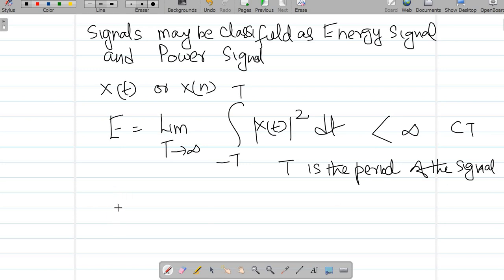Similarly, a signal can be considered to be a power signal. I'll write the integral.